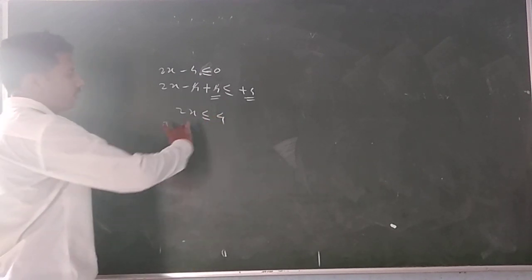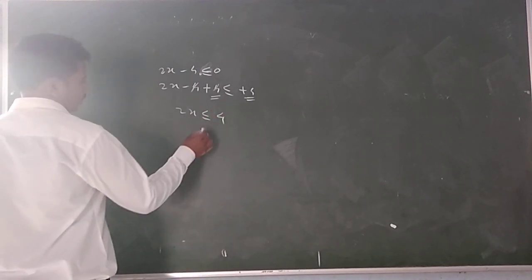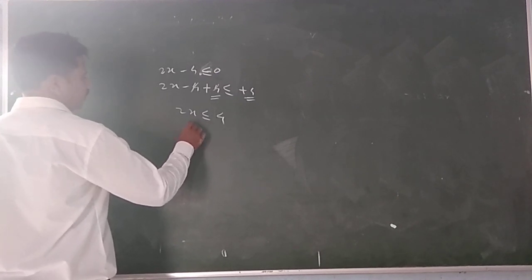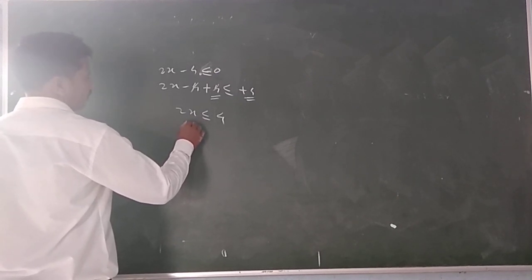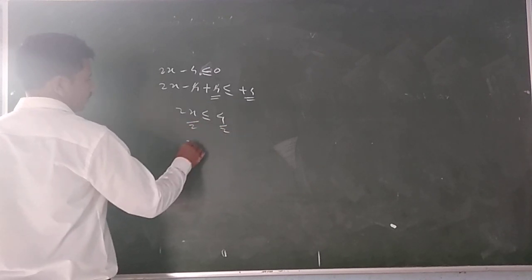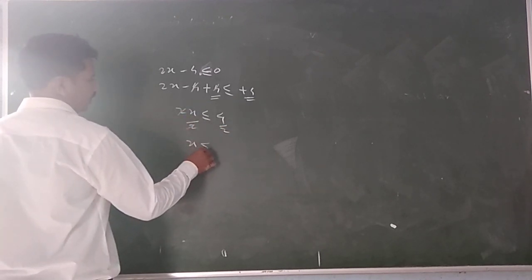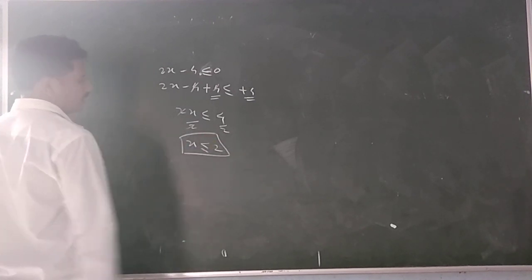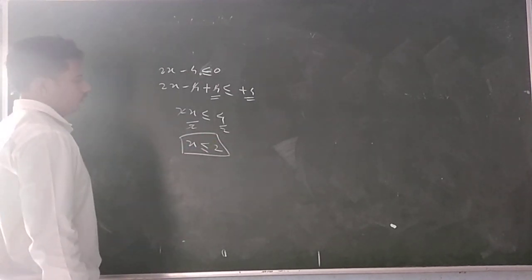We can divide both sides by any number, as we do with an equation with the equal to symbol. So divide both sides by 2. The 2 gets cancelled and x remains. x is less than or equal to 2. So the x value is less than or equal to 2.